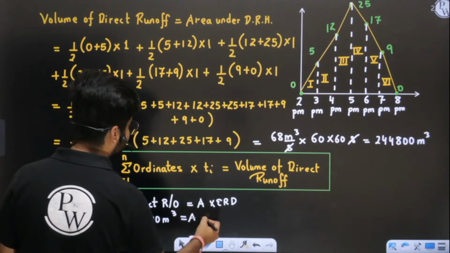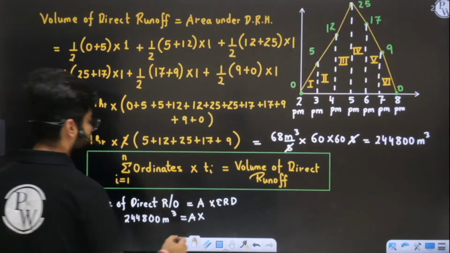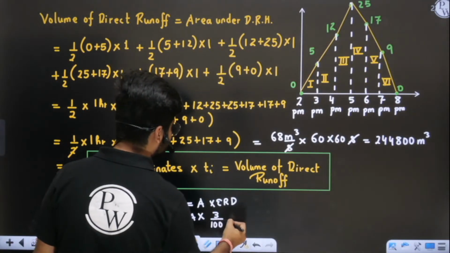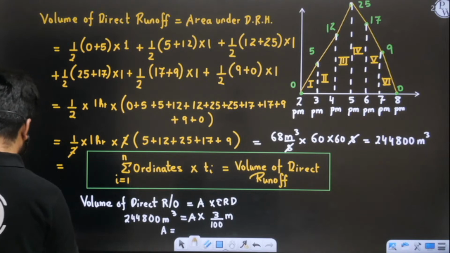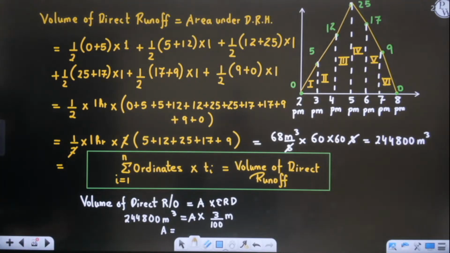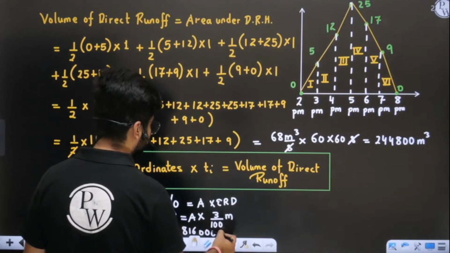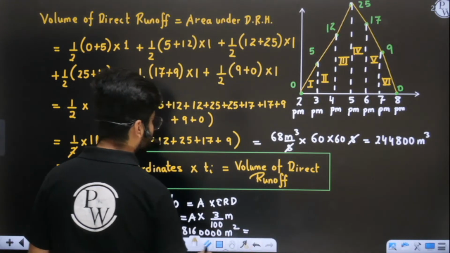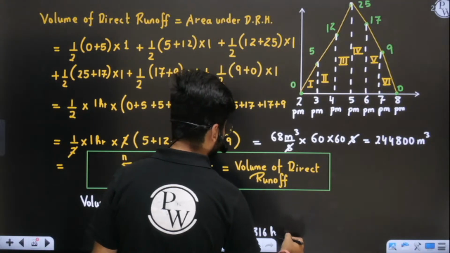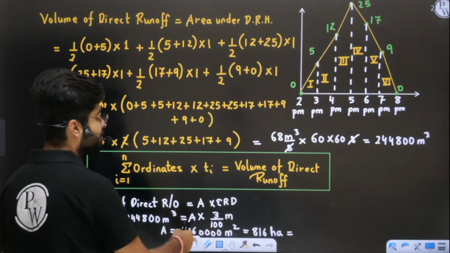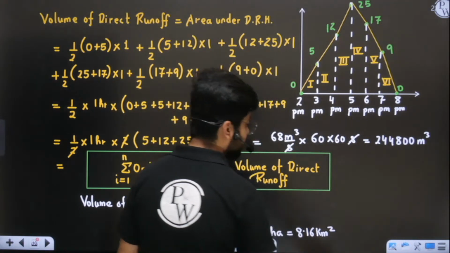Area we want to find out. Effective rainfall depth is given to me in the question, which is 3 centimeter. So I will put here 3 centimeter. Convert this 3 centimeter to meter, and get the catchment area in meter square. We are getting this area as 816,000 meter square. If you want to write it in hectare, divide by 10 power 4, you will get 816 hectare. If you want to write this in kilometer square, divide by 10 power 6, you will get the area 8.16 kilometer square.